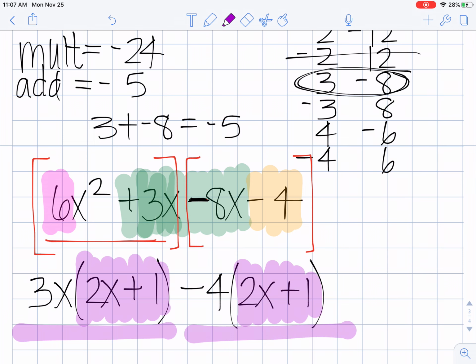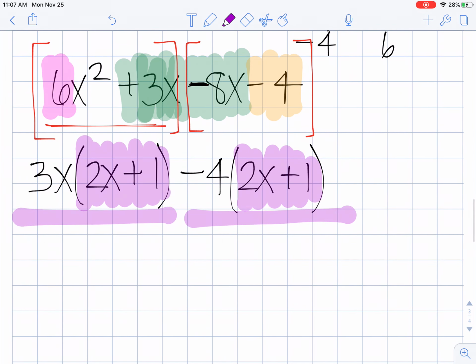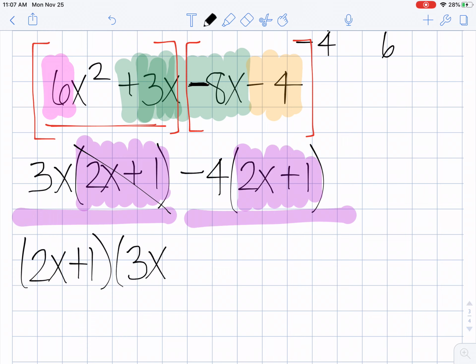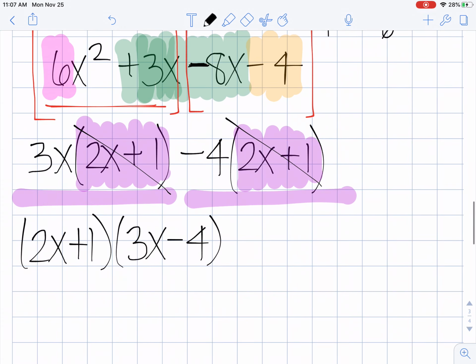When you're doing factor by grouping, you should always get a group that's the same in each one of your terms. Okay? So now I want to say, what's my group that's the same? 2x plus 1 is the same. So I factor it out. What am I left with in my first group? I'm left with a 3x. What am I left with in my second group? Negative 4.